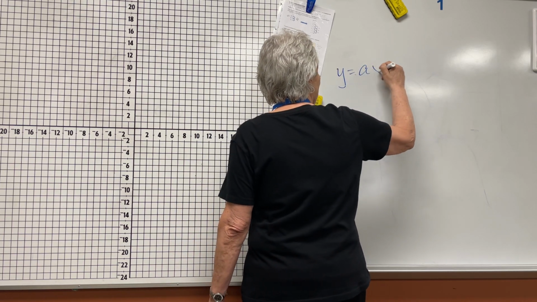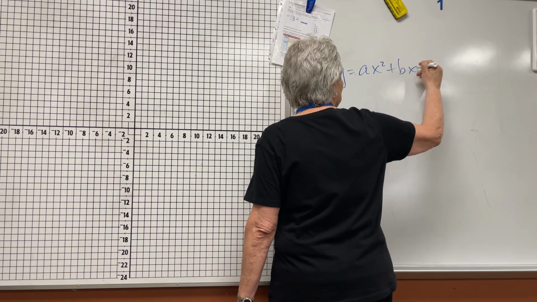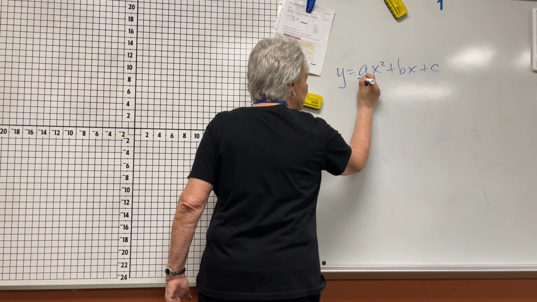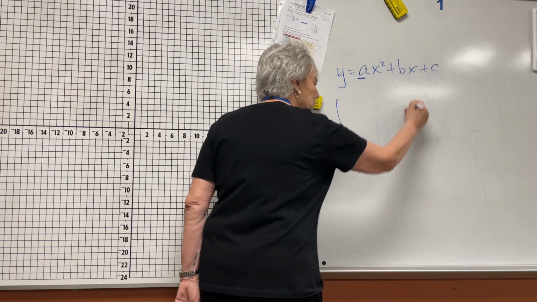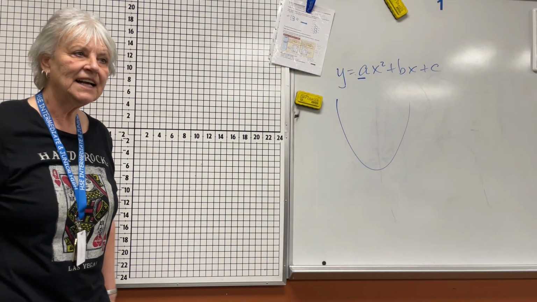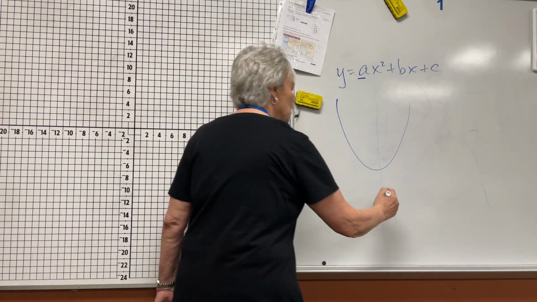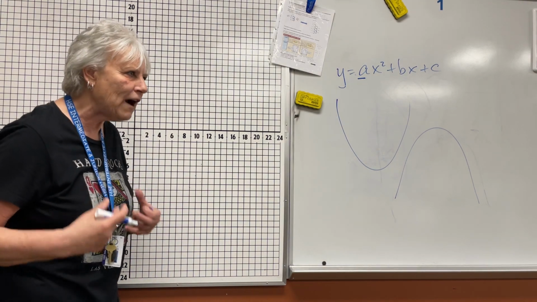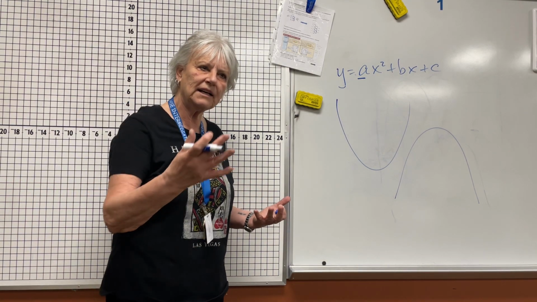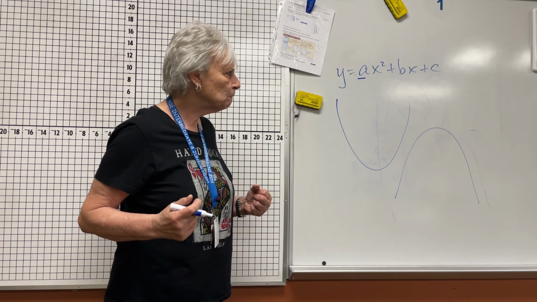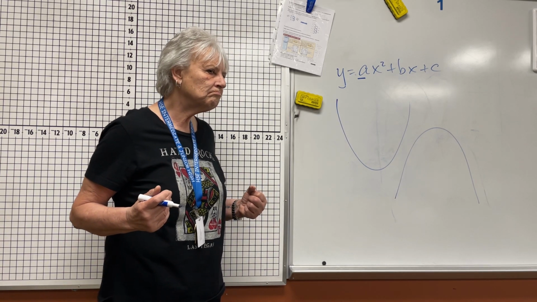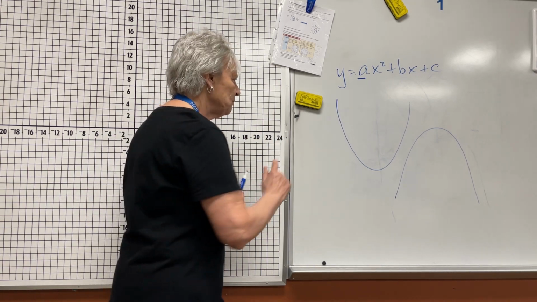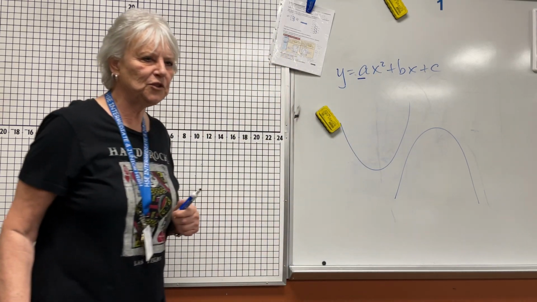Y equals ax squared plus bx plus c. You will also notice that if a is positive, your parabola looks like that. If a is negative, your parabola will look like that. Always remember that, so when you're graphing it, you know you're getting the right parabola. Yes? Would we have to distribute the negative? No, you're not going to have to do anything like that yet. And how would you distribute that anyway? There's no parentheses.